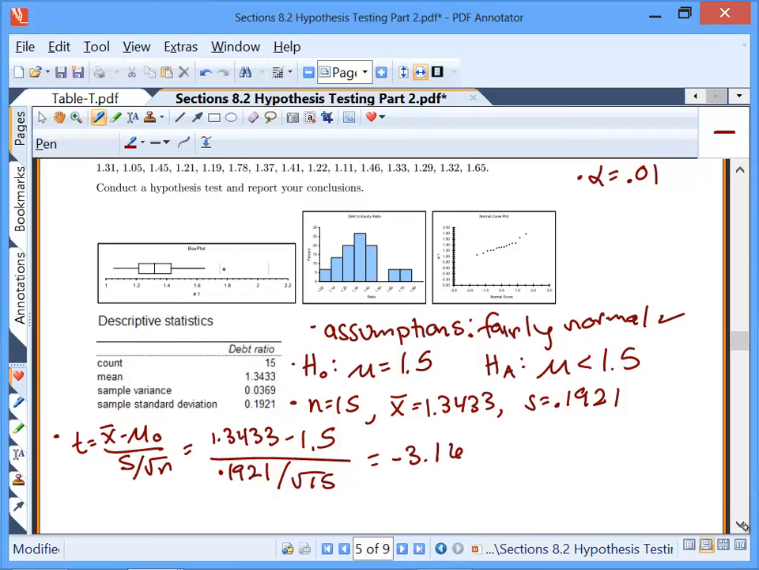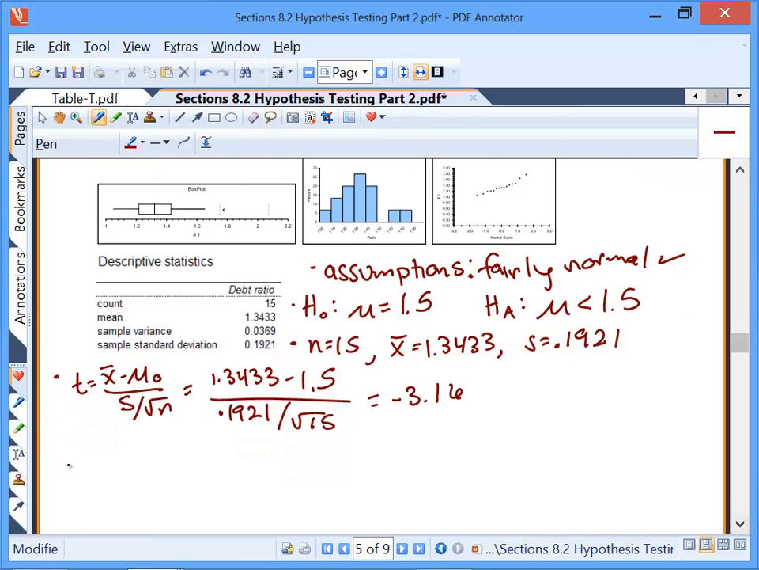Okay. Now, to use the t-table, we also know that we'll need to know degrees of freedom, which is n minus 1, so in our case, 15 minus 1 gives me 14.